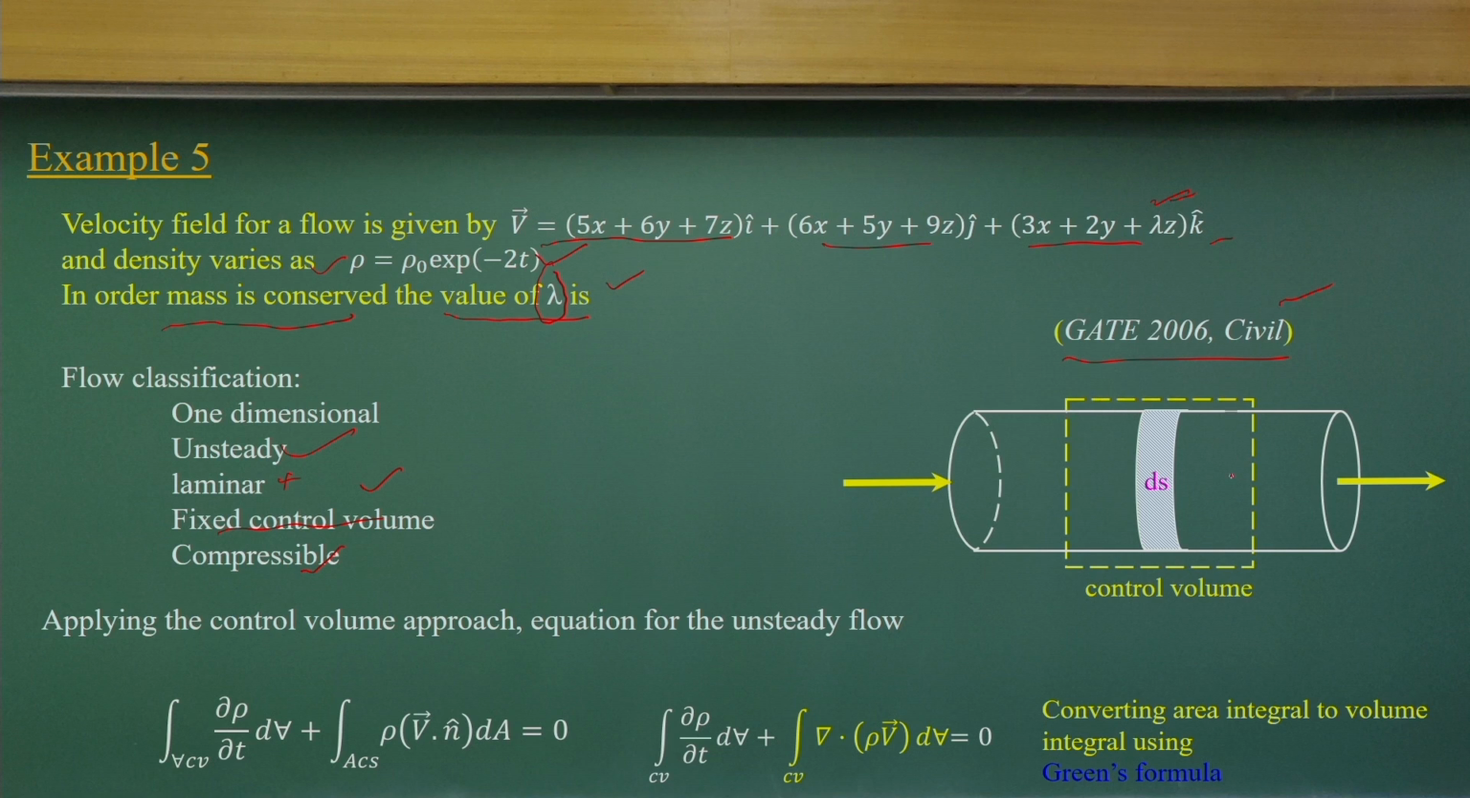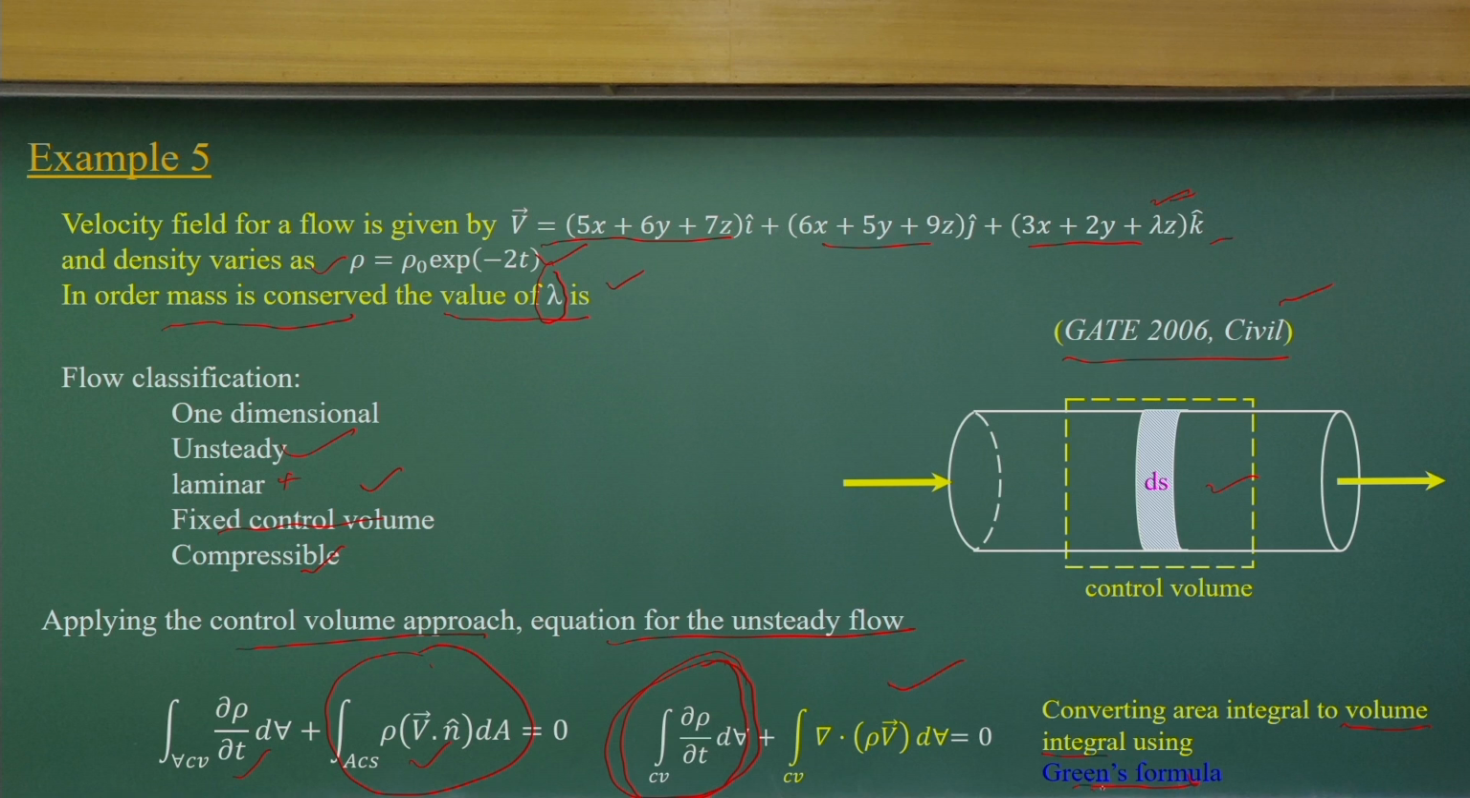So, we have some sort of control volume like this, with a dS like this. Applying the control volume approach for unsteady flow, you will have this component and this component, which we already derived earlier. The time derivative part of the control volume is this part. If you look at these surface integrals, following Green's formula, these surface integrals can be converted to volume integrals in terms of the del operator.